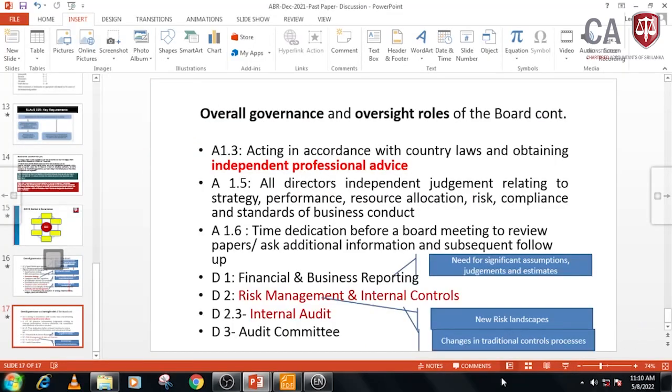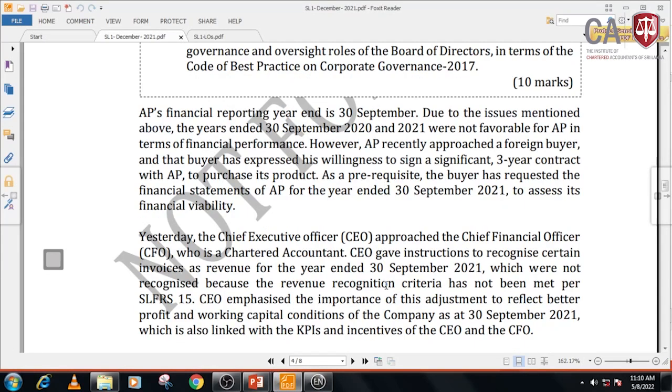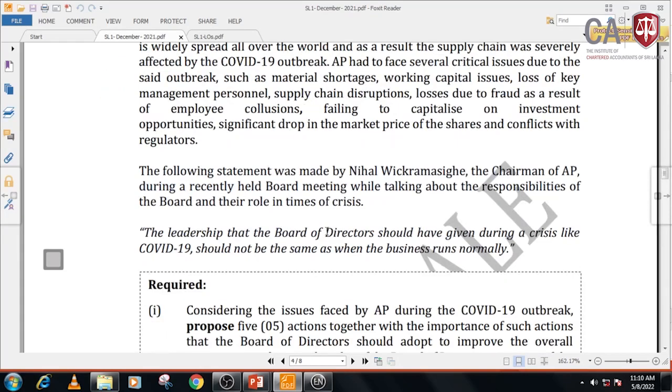If I go back to the paper, this part, another few information given. 30th September, due to the issue mentioned above, 30th September last year to this year, the company's financials were not favorable. However, AP has recently approached a foreign buyer, right? Am I reading the right part? Yes.